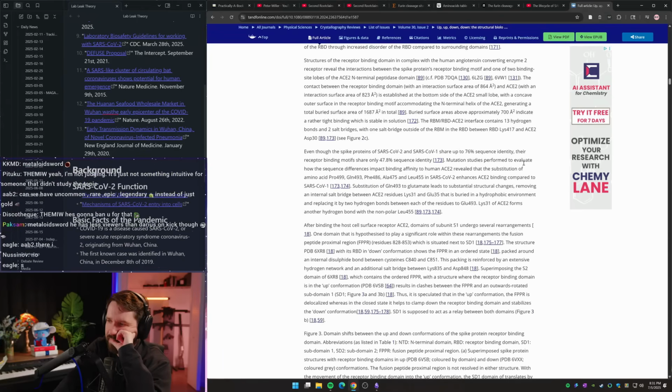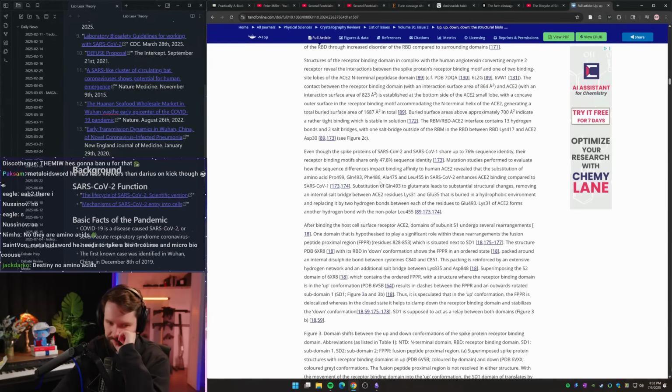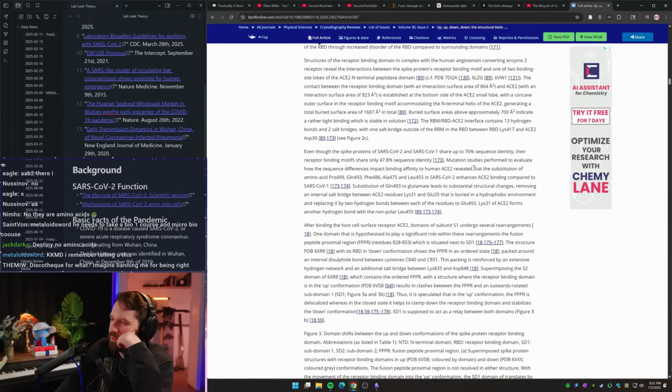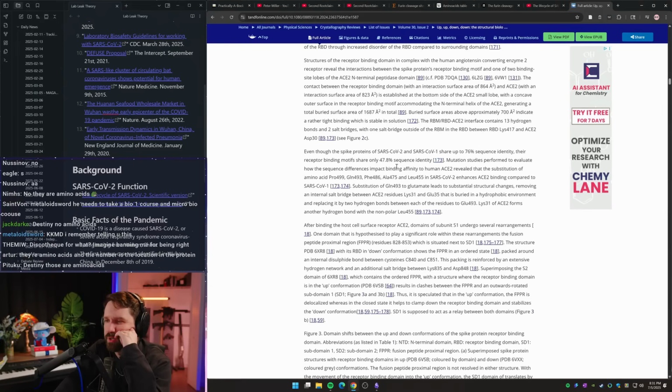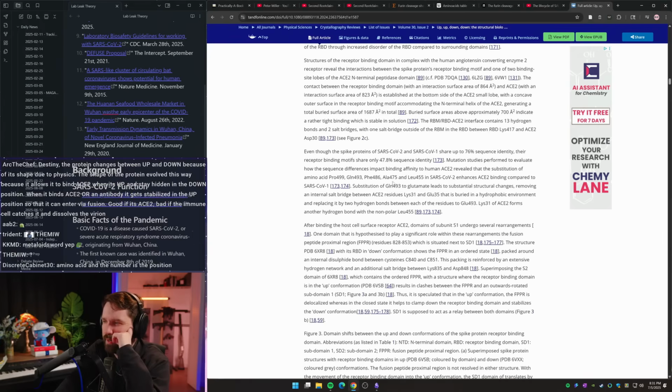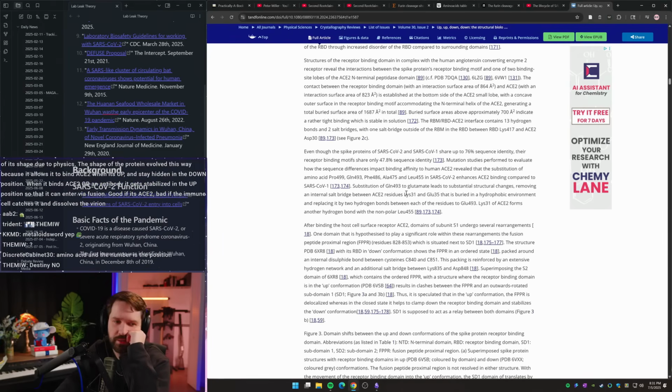And SARS-CoV-2 enhances ACE2 binding compared to SARS-CoV-1. Substitution of this amino acid to glutamine leads to substantial structural changes, removing an internal salt bridge between ACE2 residues, that is buried in a hydrophobic environment, and replacing it by 2 hydrogen bonds between each.